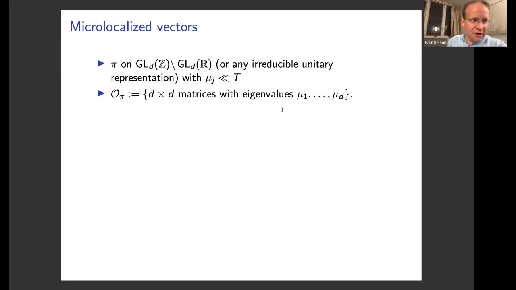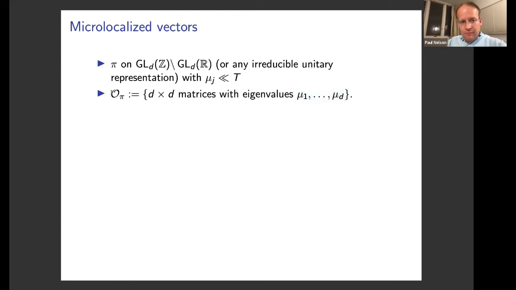The idea in general is that these mu j's would, for example, come in pairs of imaginary numbers that both have the same imaginary sign, and you want to negate the sign of one of them before plugging it into this formula. But for simplicity, let's pretend pi comes from a Maass form. Then you have d real numbers here, and O pi would be the set of d by d matrices with those real numbers as the eigenvalues.